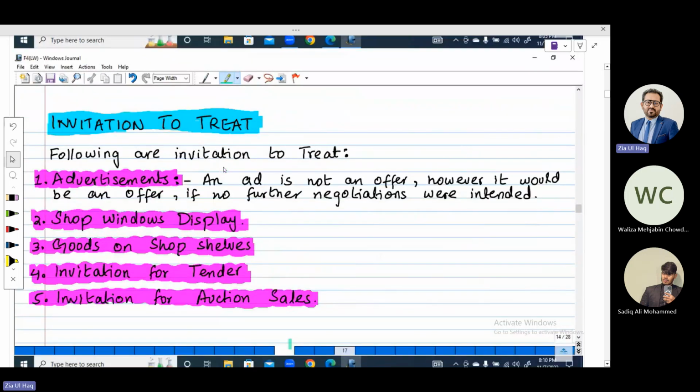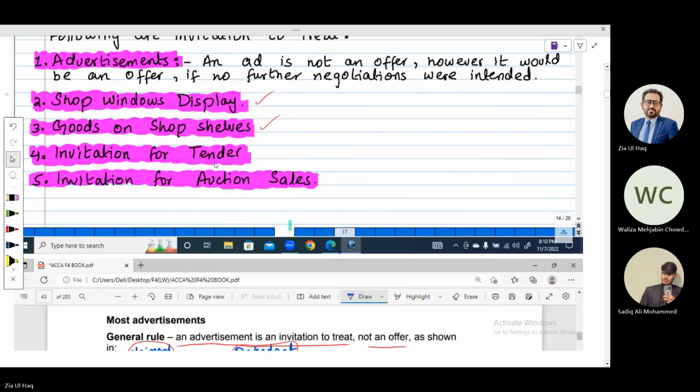Shop window display will be considered as an invitation to treat rather than an offer. Goods on shop shelves will be considered as an invitation to treat rather than an offer. Shop window display and goods on shop shelves will be considered an invitation to treat rather than an offer. Let's discuss these things.